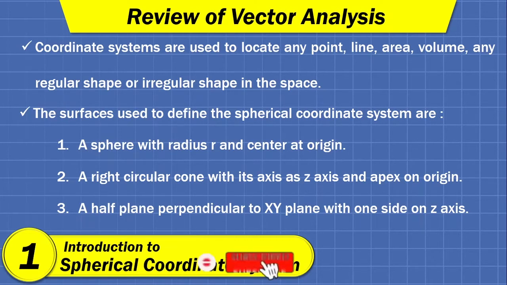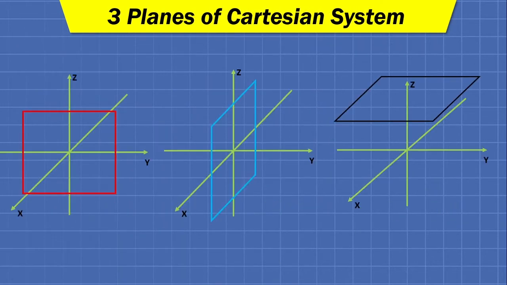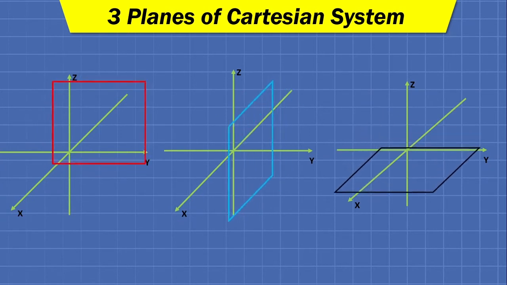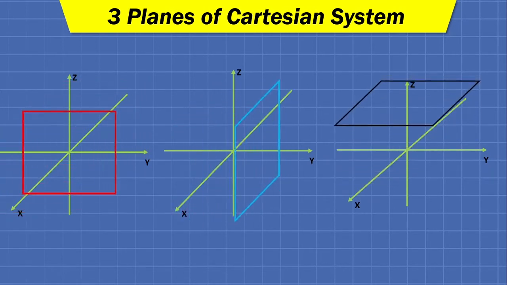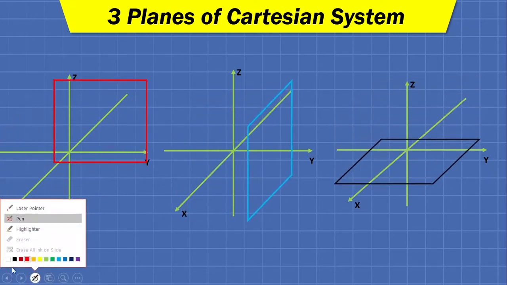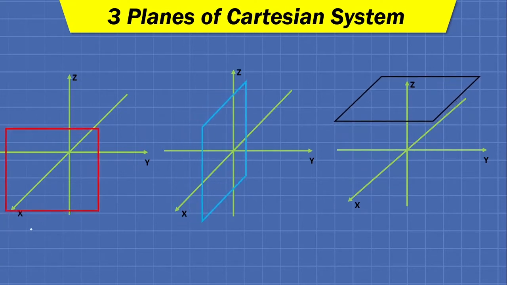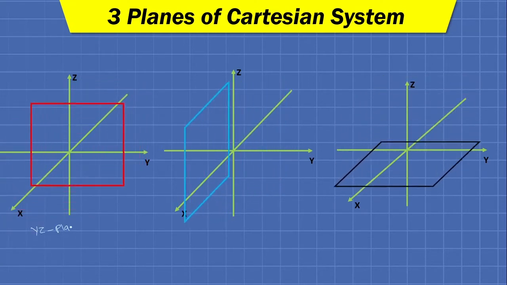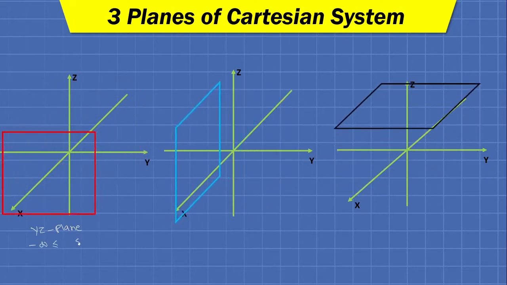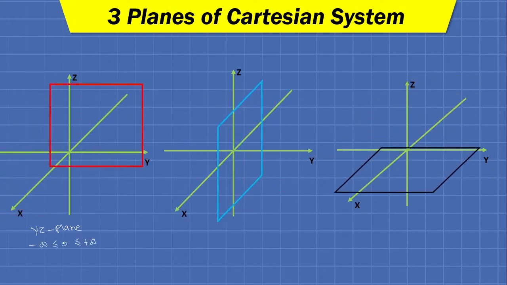To learn any coordinate system properly, it is very important to keep the conditions of each and every surface in our mind. So let us recap our previous coordinate systems. The first one was the Cartesian coordinate system, in which we considered three planes. The first plane was the YZ plane, which is free to move from negative infinity to positive infinity on the x-axis.